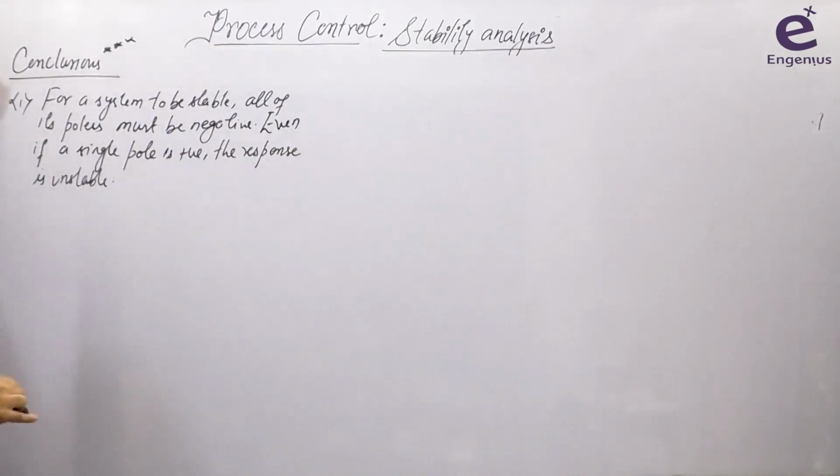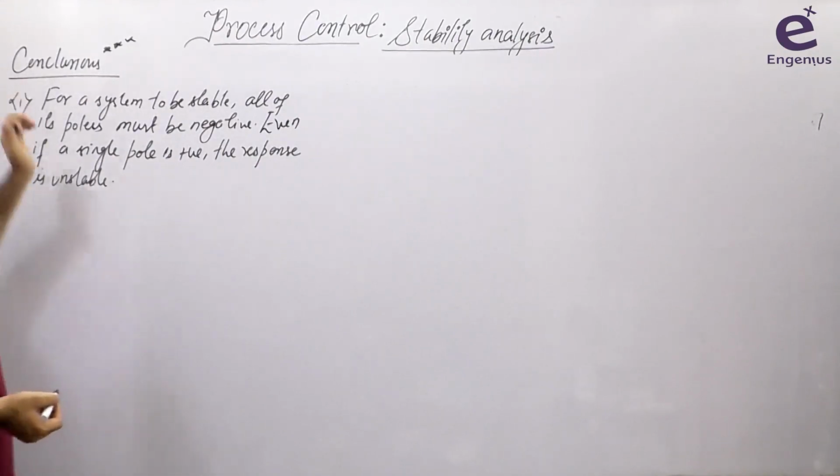Even if a single pole, कोई भी एक पोल पॉजिटिव नहीं होना चाहिए. ये मैं कैसे लिख रहा हूं, अपने आप लिख रहा हूं क्या? नहीं, we just found this, we just concluded. You can see everywhere, right? Even if a single pole is positive, in that case the system is unstable. तो ये मैंने आपको एक conclusion दे दिया.